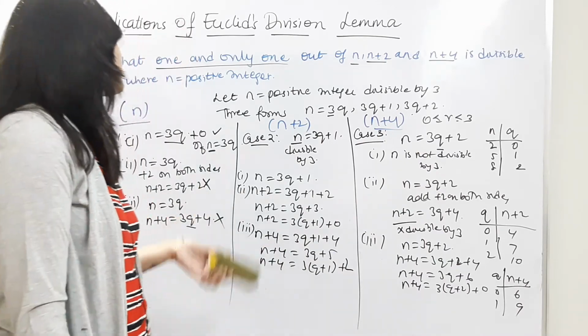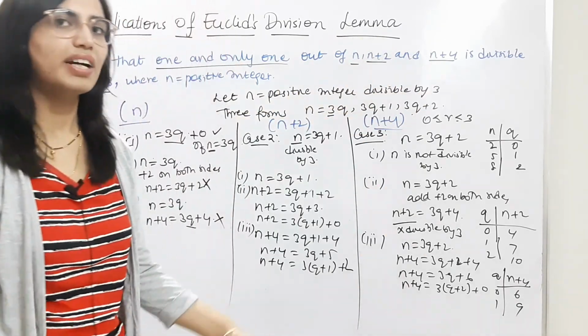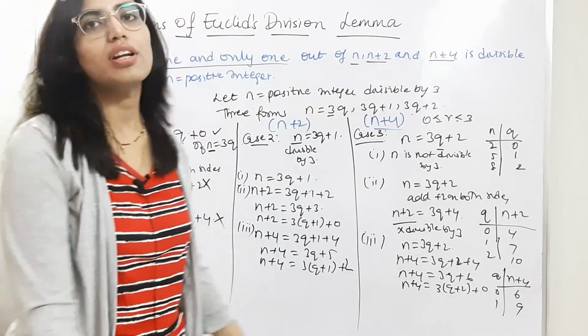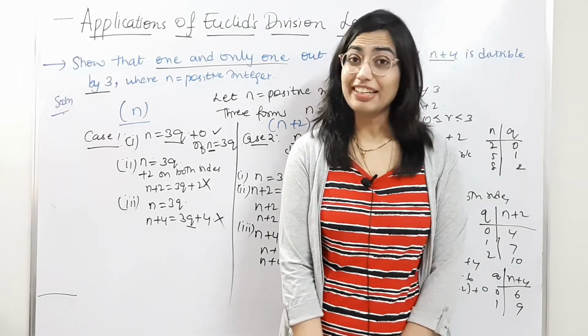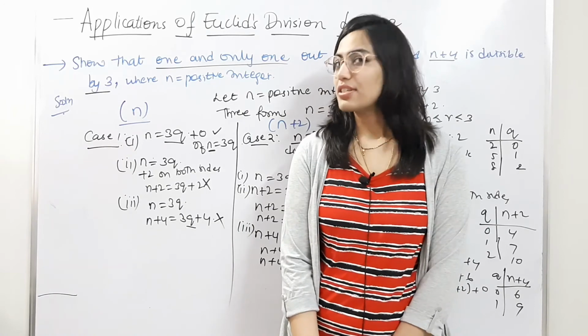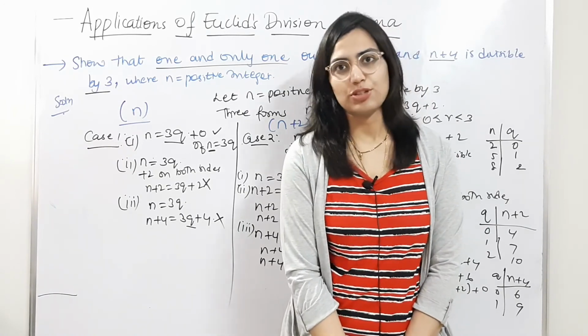So this is how you show that one and only one out of these three is divisible by 3 using Euclid's division lemma. I hope you understood the concept of Euclid's division lemma and its applications in today's video. Using the same concept, you can apply this method to all the problems in your textbook.